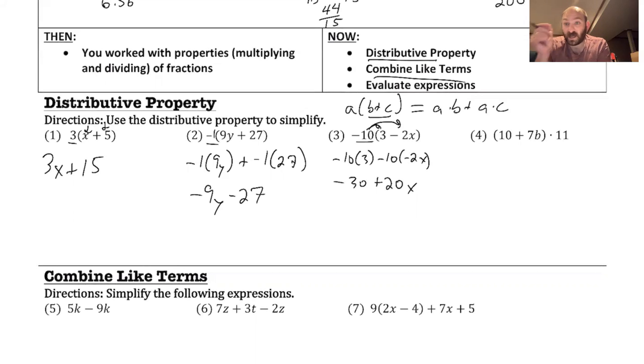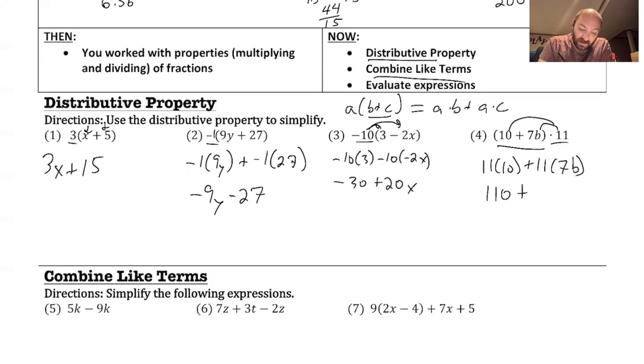Now, I don't have to show it as the value in front being distributed. I could actually do it behind. Here's my parentheses expression, and then here's 11 attached in the back. I'm still going to distribute that. So it's going to be 11 times 10 plus 11 times 7b. That's going to give me 110, and that's going to give me 77b.